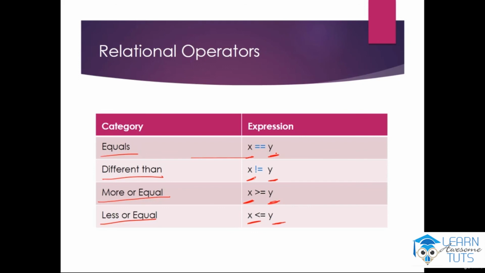Actually, they produce Boolean results, which means the result will be either true or false. If the value of the variable x is equal to the value of the variable y, then it will be true, or if they are different, it will be false. The same in all these categories, in all these conditions.